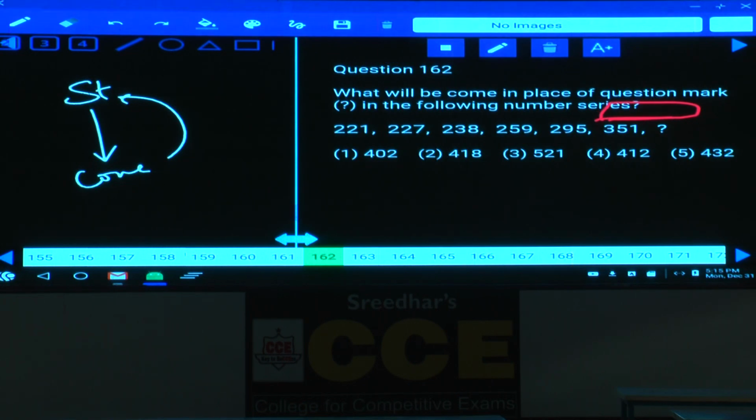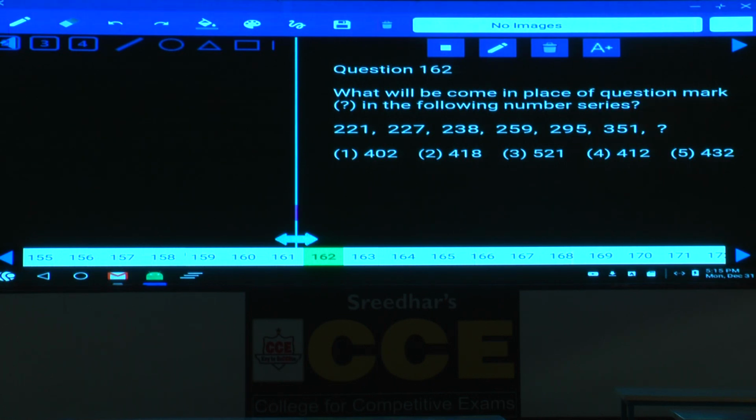Now in the questions from number 162 onwards, any doubts in these number series? Now 162 to 166, any doubts in these five? Tell me the question numbers please.